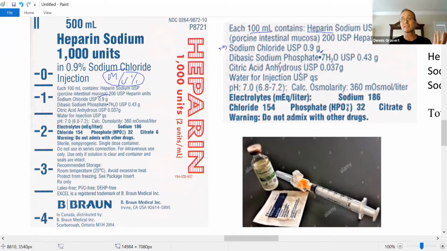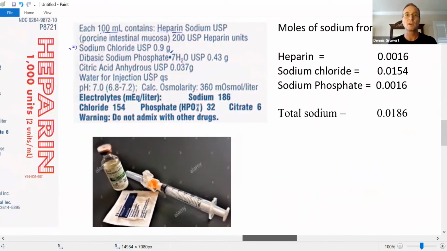So 5 things make up this medication that's going to be injected. And we have to keep track of things. So if you want to keep track of the sodium, look at where all the sodium's coming from. The drug molecule heparin has sodium associated with it. You're adding sodium chloride. It's a salt water solution that we're injecting.